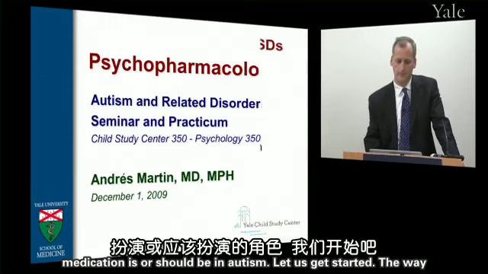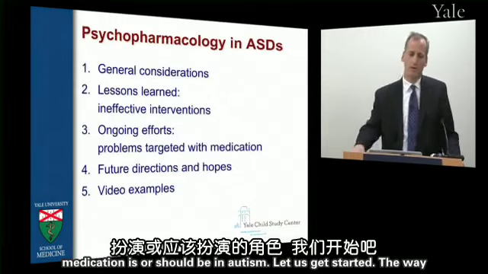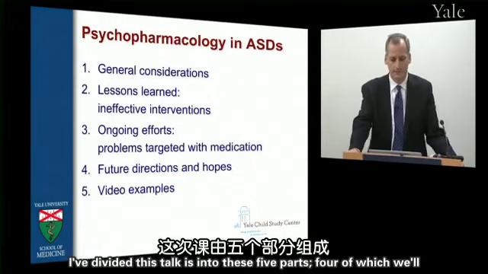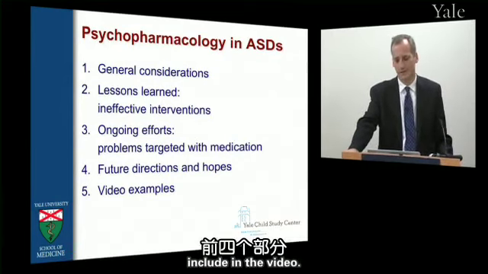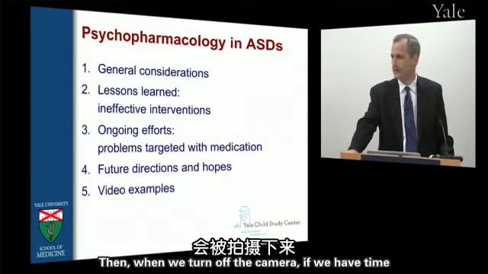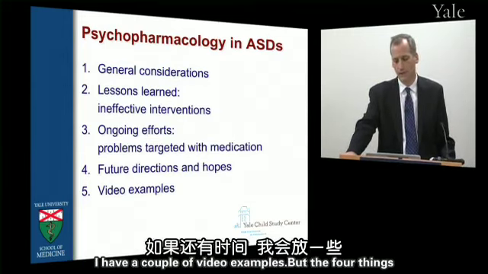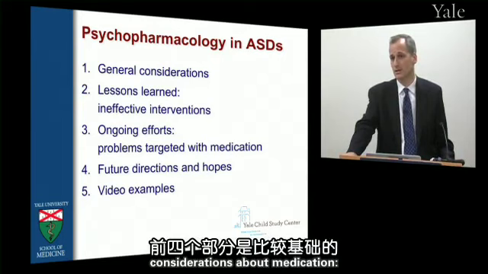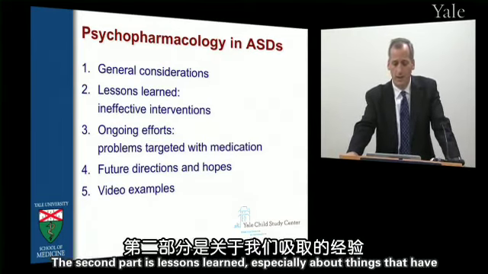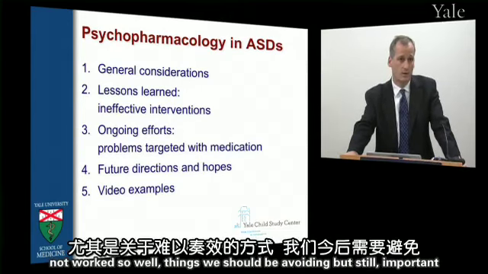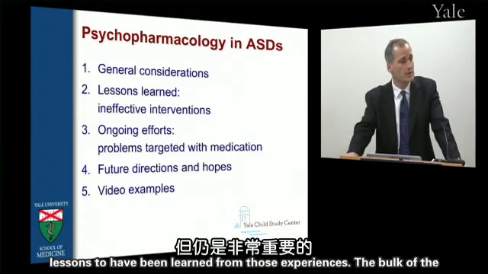So let us get started. The way I've divided this talk is into 5 parts, 4 of which we'll include in the video, and then when we turn off the camera, if we have time, I have a couple of video examples. But the 4 things are some general considerations about medication, what they are, how we use them in autism. The second part is lessons learned, especially about things that have not worked so well, things we should be avoiding, but still important lessons to have been learned from those experiences.